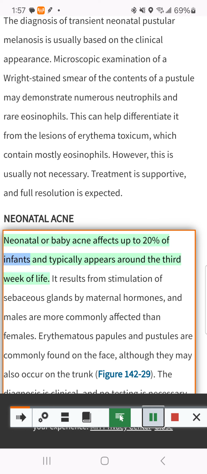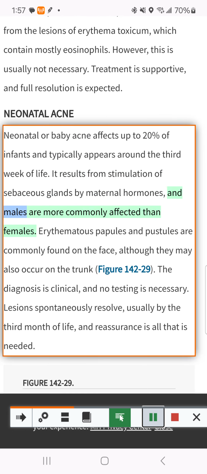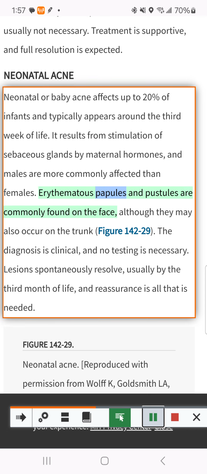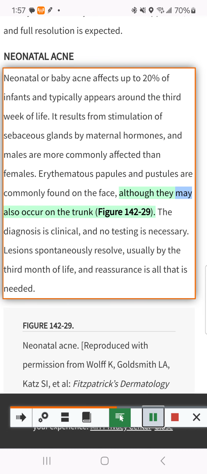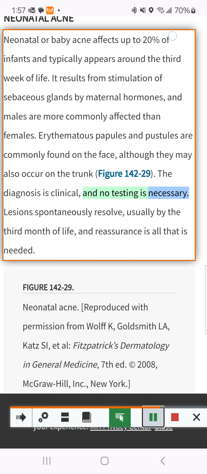Neonatal or baby acne affects up to 20% of infants and typically appears around the 3rd week of life. It results from stimulation of sebaceous glands by maternal hormones, and males are more commonly affected than females. Erythematous papules and pustules are commonly found on the face, although they may also occur on the trunk. Figure 142-29. The diagnosis is clinical, and no test is needed.